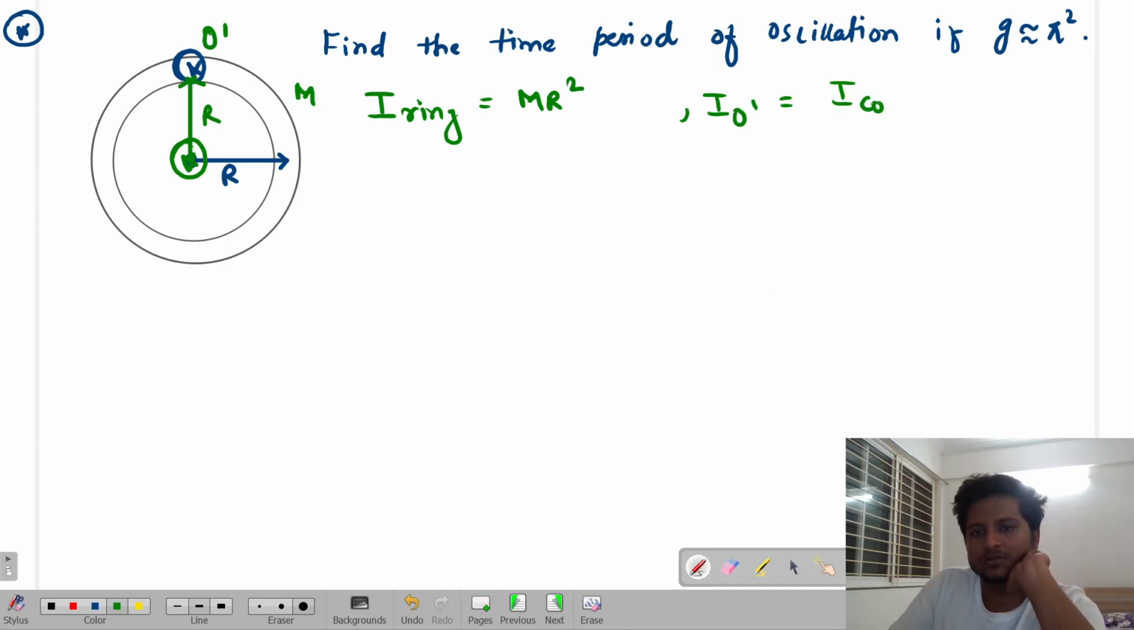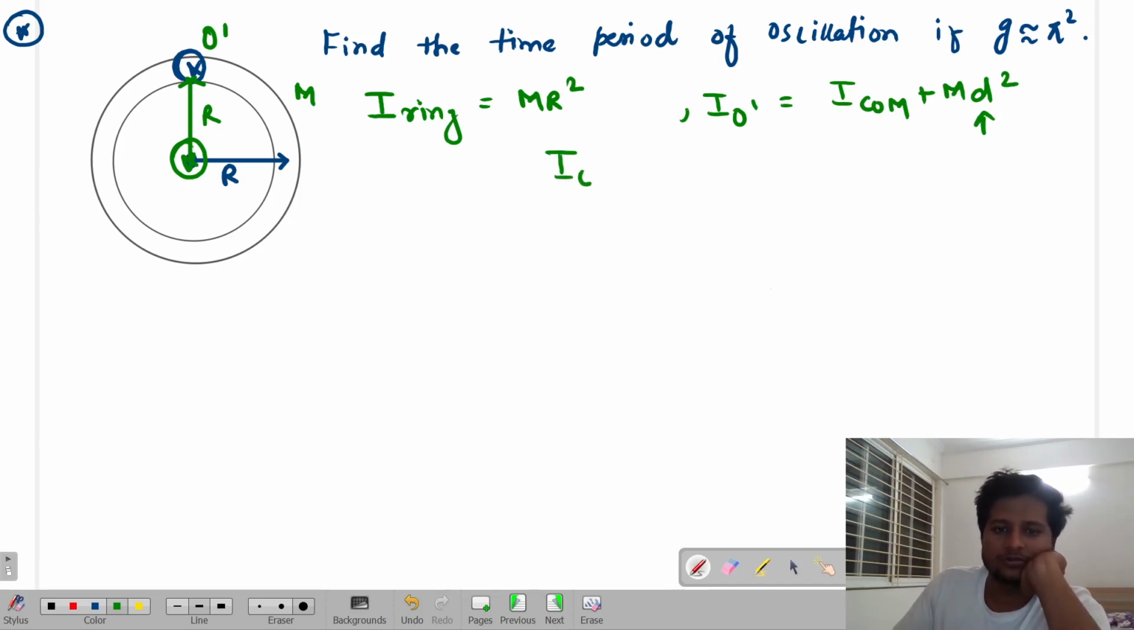If this is point O dash, the moment of inertia through O dash is given as the moment of inertia through center of mass plus md square, where d is the distance of the shifted axis. So I at O dash will be how much? Mr square plus mr square. How much is that? 2 mr square.